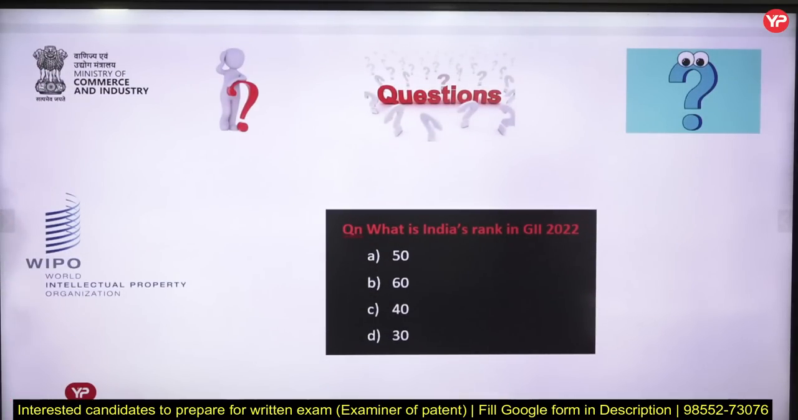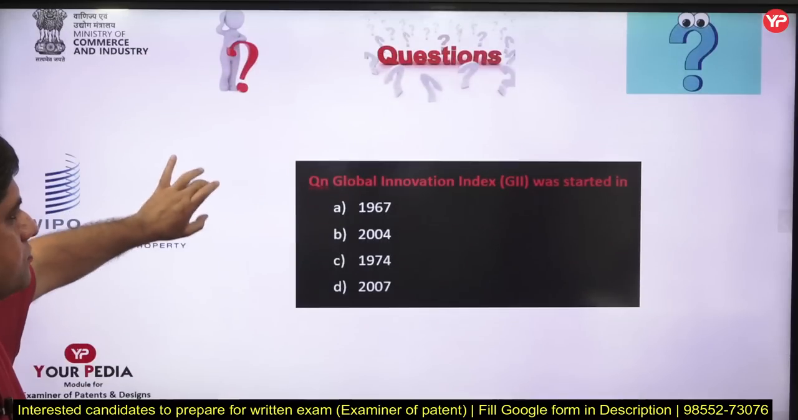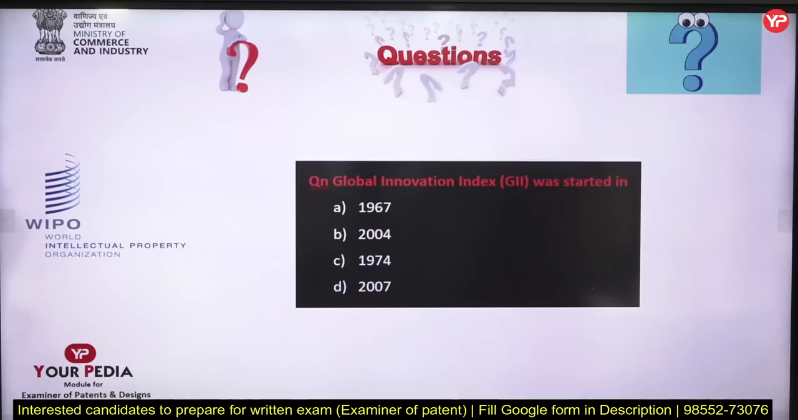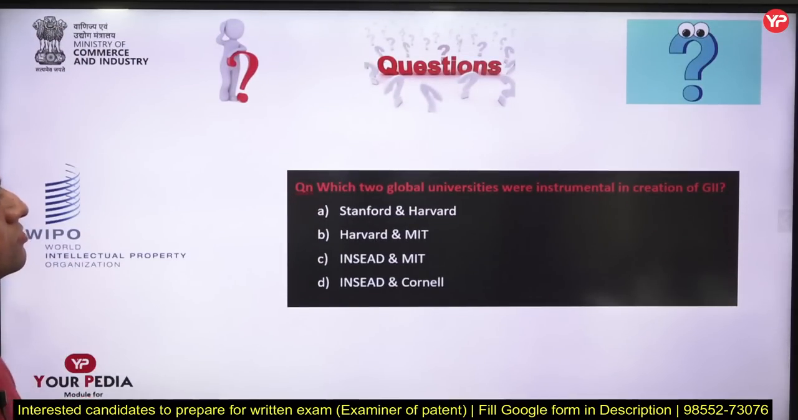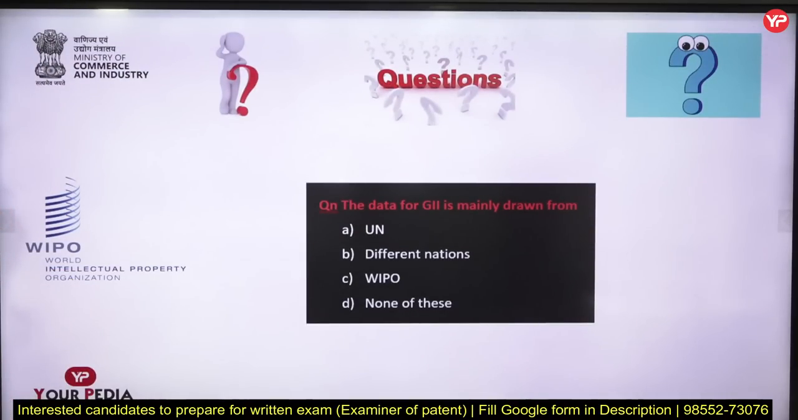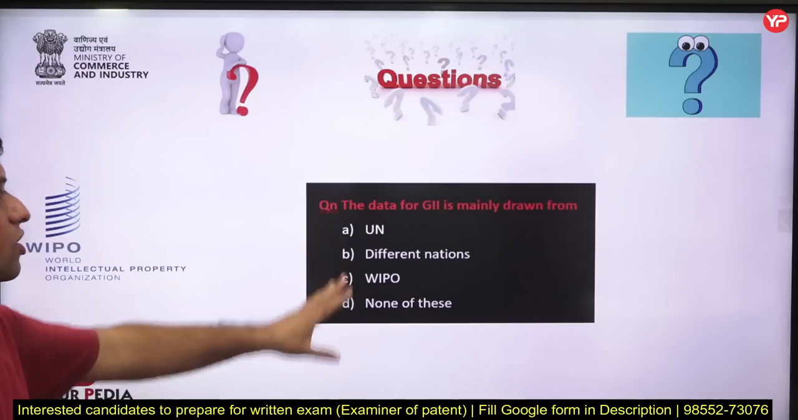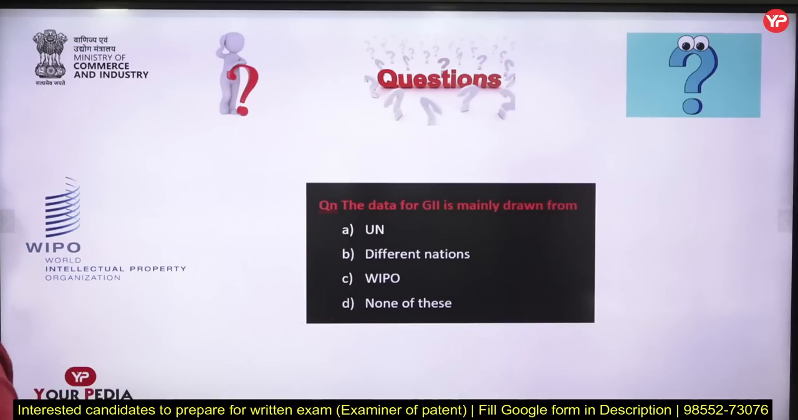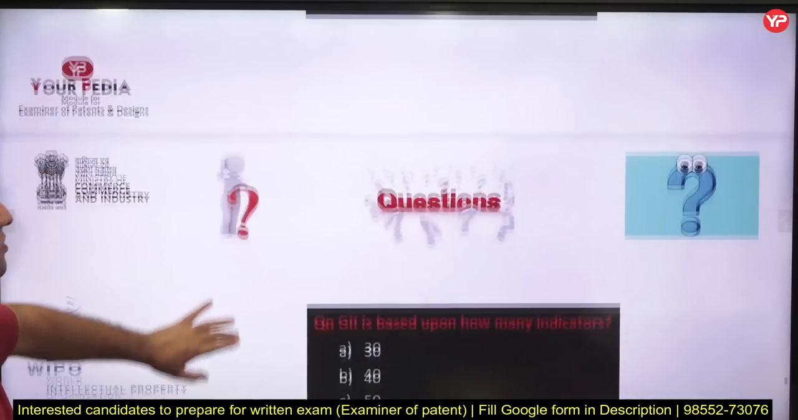What is India's rank in 2022? 40. When was this GII started? 2007. Which two universities were included? Cornell and INSEAD. From where do you get the data for making this index, GII? Answer is none of these. That means it gets data not only from the United Nations, not only from different nations, but from United Nations bodies and different nations also, the sum total of all this.